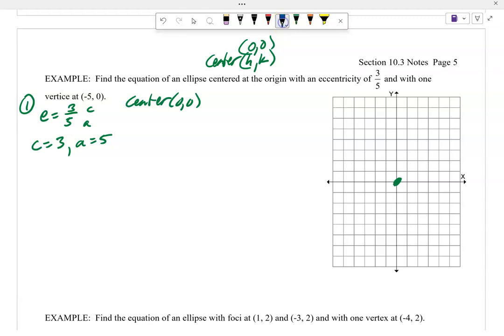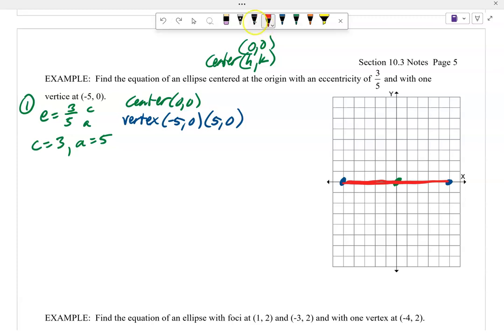And then it gives one of our vertices here as (-5, 0). So I'm going to count 1, 2, 3, 4, 5. So that means the other one, since it's centered at (0, 0), would have to be 1, 2, 3, 4, 5, comma 0, the other one, right? And so then my major axis has got to be horizontal because it hits my vertices and goes through my center.